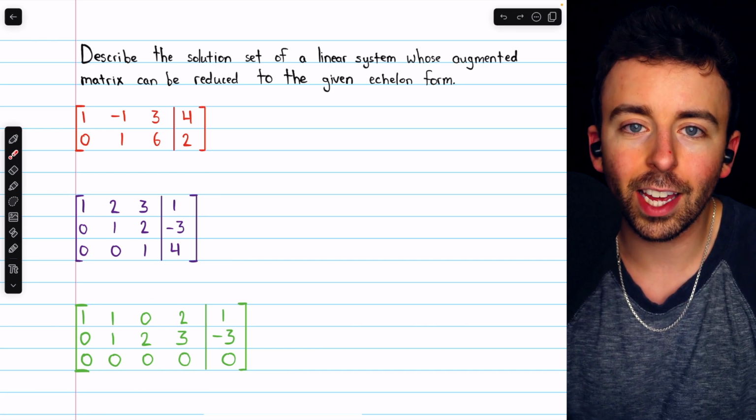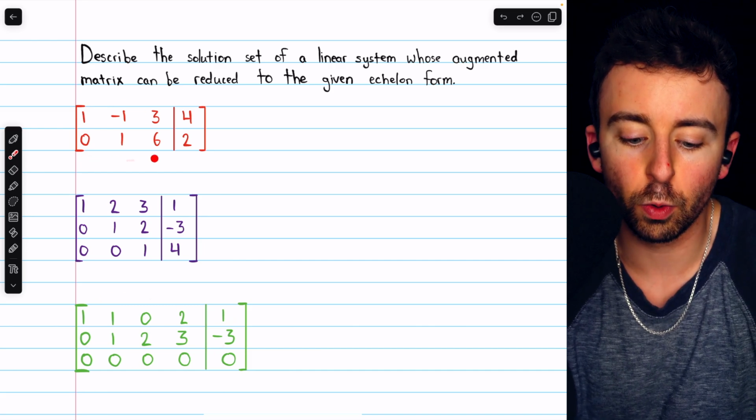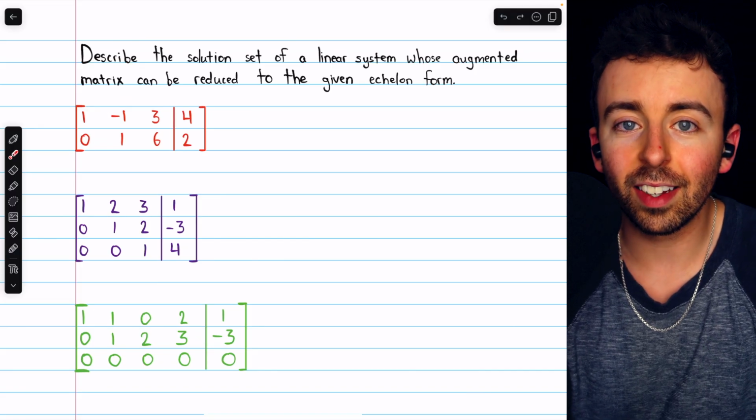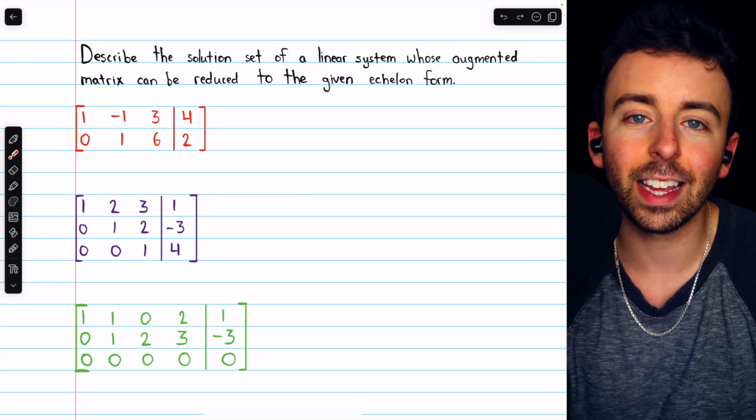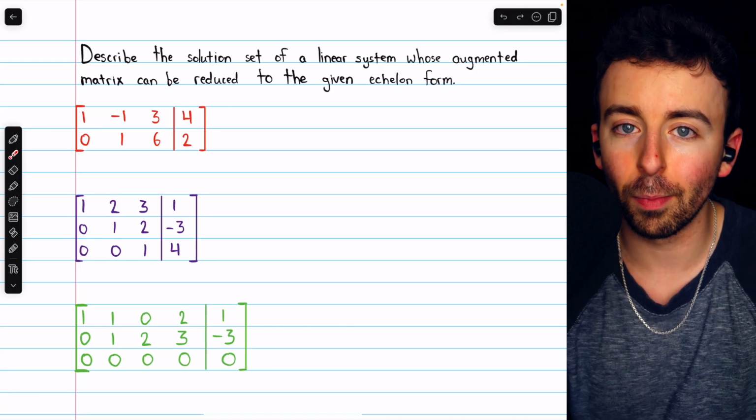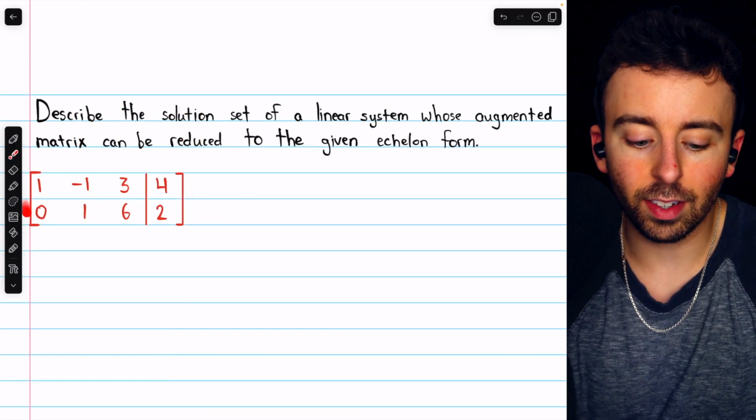We're not really talking about how to get a matrix into row echelon form. I'll leave links in the description to my lessons going over Gaussian elimination and Gauss-Jordan elimination that are all about that. Let's begin with this example.